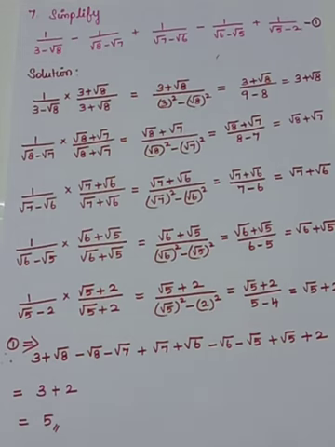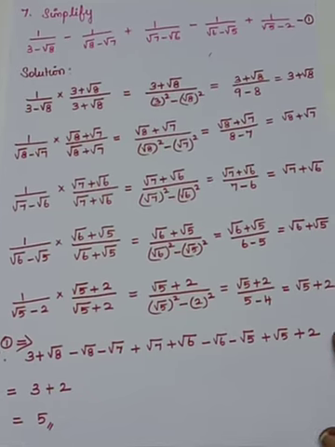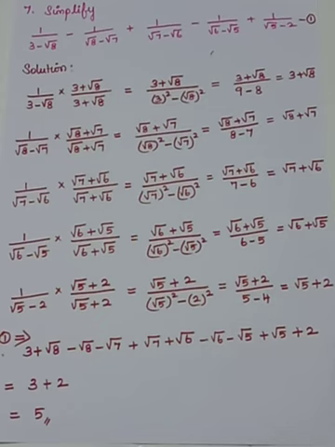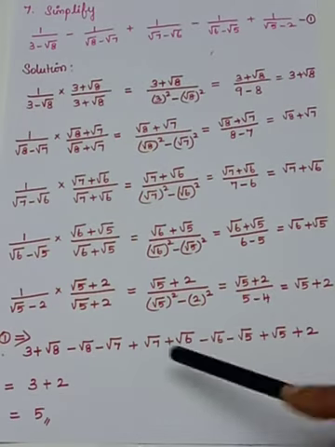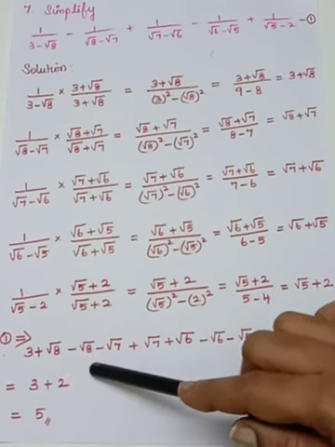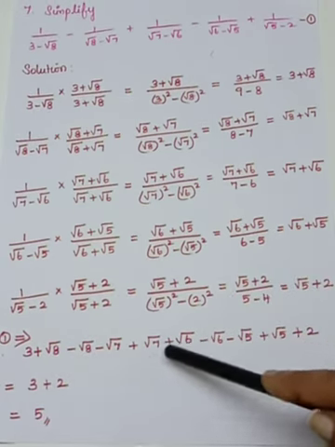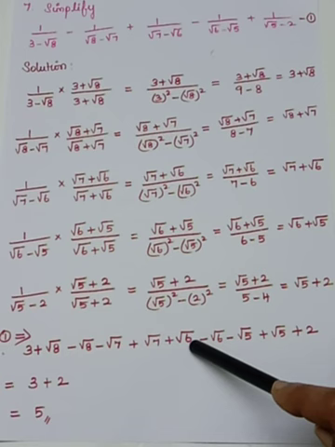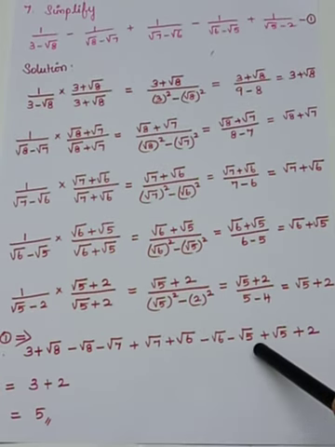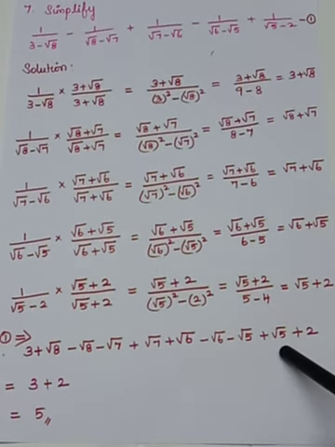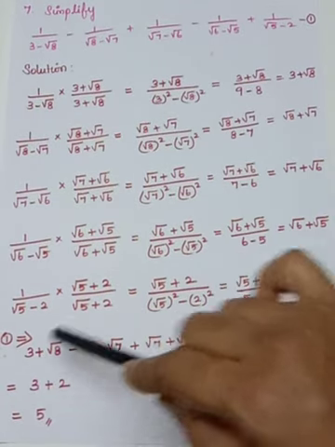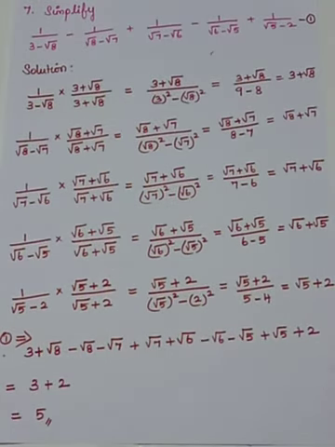And come to the fifth term answer, what is it? It is root 5 plus 2. What is the answer? It is root 5 plus 2. You see that, root 5 plus 2. And coming to adding all the 5 terms, plus root 8 and minus root 8 get cancelled, minus root 7 plus root 7 get cancelled, plus root 6 minus root 6 get cancelled, minus root 5 plus root 5 get cancelled. You are having the answer from the first number as well as the last number, that is 3 plus 2. So 3 plus 2 is equal to 5. Okay, thank you students.